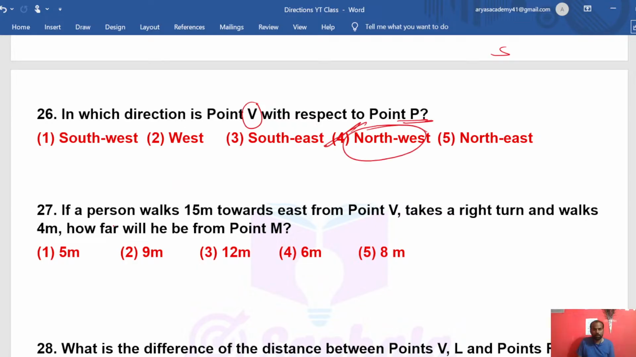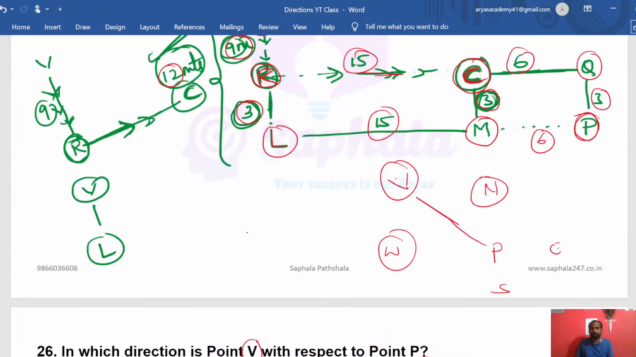Next, if a person walks 15 meters towards east from point V, and then takes a right turn and walks another 4 meters, how far will he be from point M? That is the question. First of all, you have to move 15 meters east from point V and then take a right turn and move for 4 meters again.